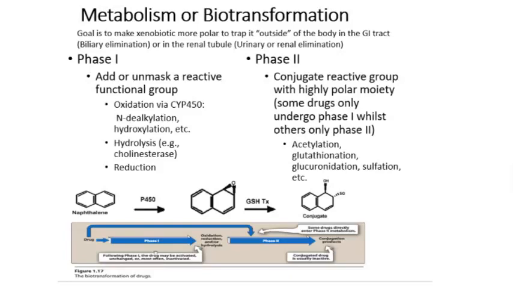In the example at the bottom of the slide, naphthalene is a highly lipophilic substance without any active moiety, so in phase 1, enzymes in the CYP450 system catalyze the addition of an epoxy group. Next, glutathione is added to that oxygen to form a metabolite that's freely eliminated in the urine.